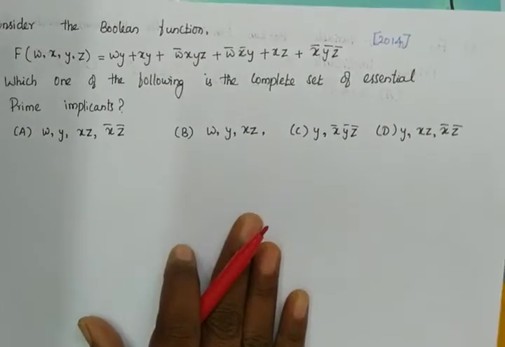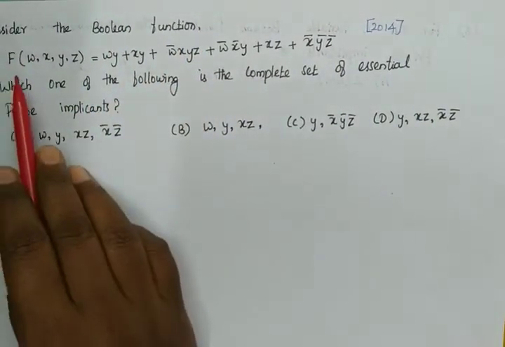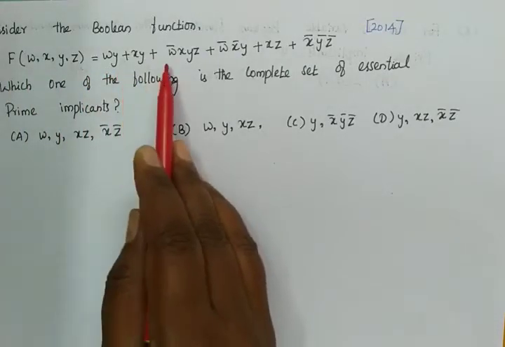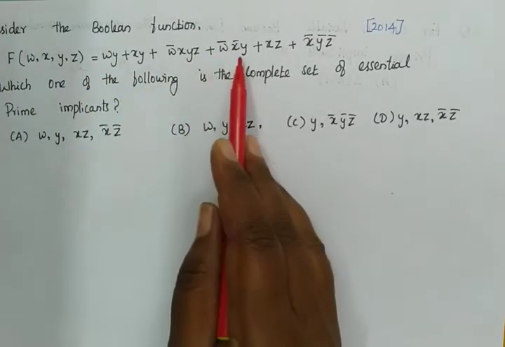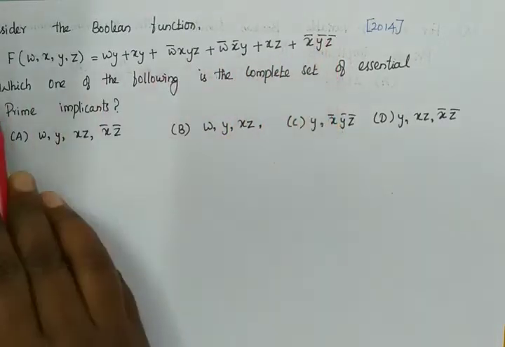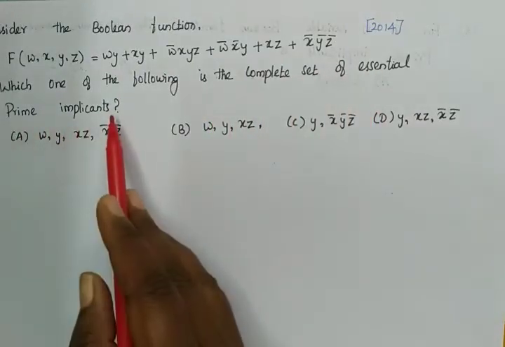Consider the Boolean function f of wxyz is equal to wy plus xy plus w bar xyz plus w bar x bar y plus xz plus x bar y bar z bar. Which one of the following is the complete set of essential prime implicants?